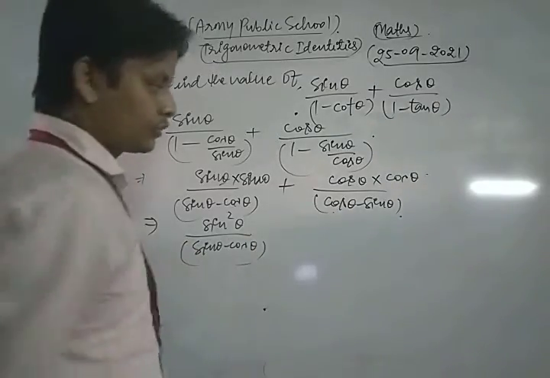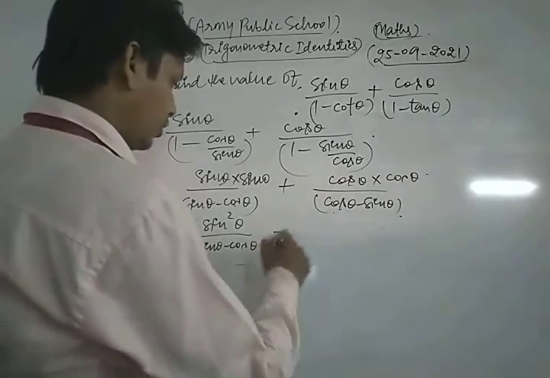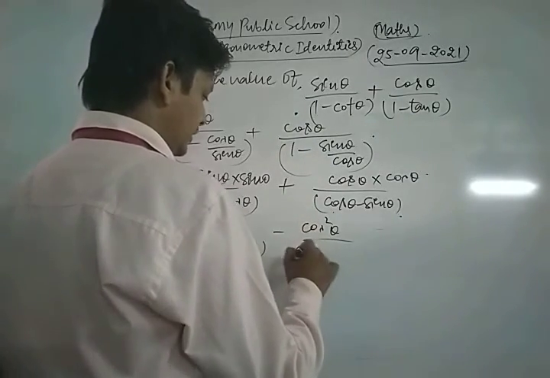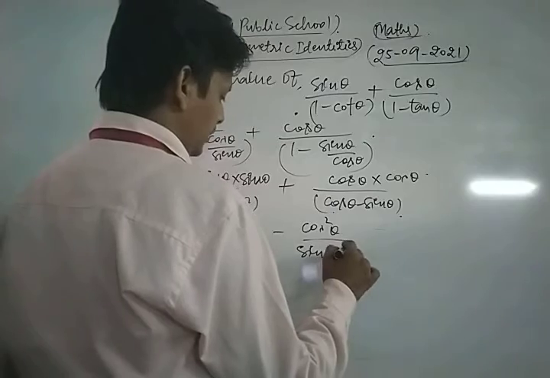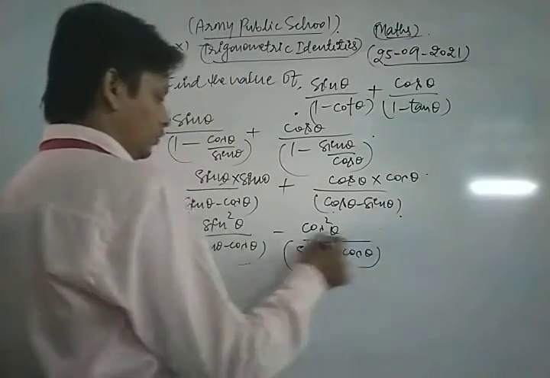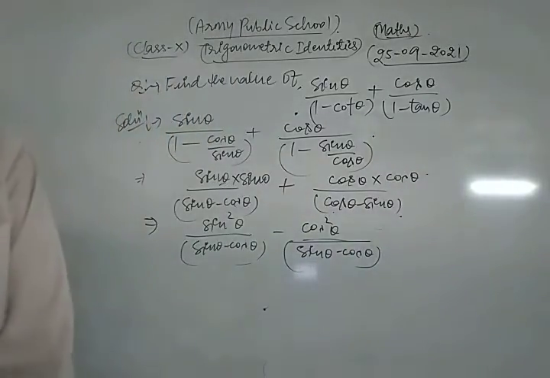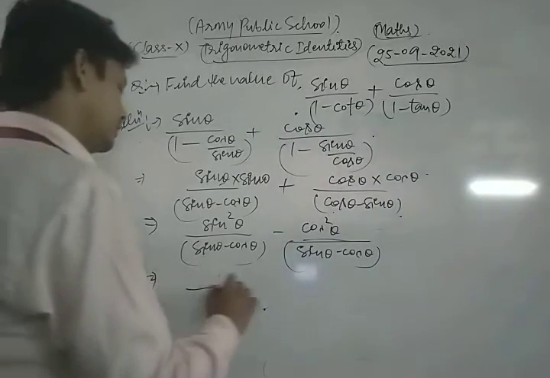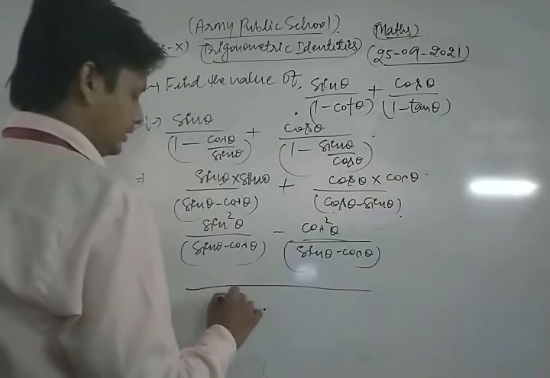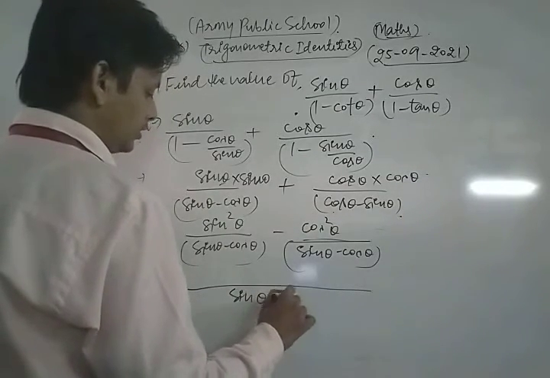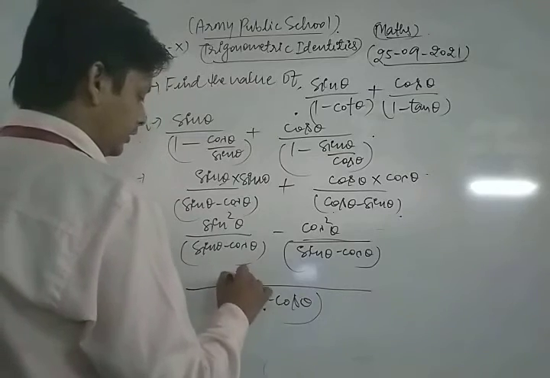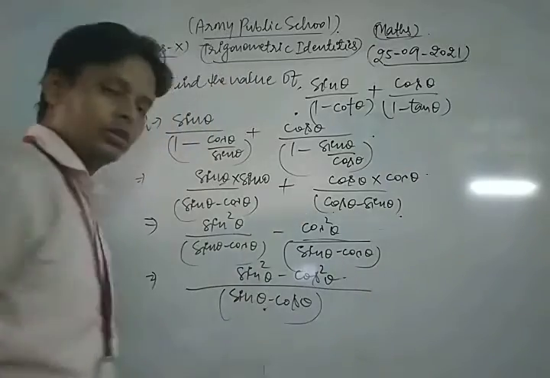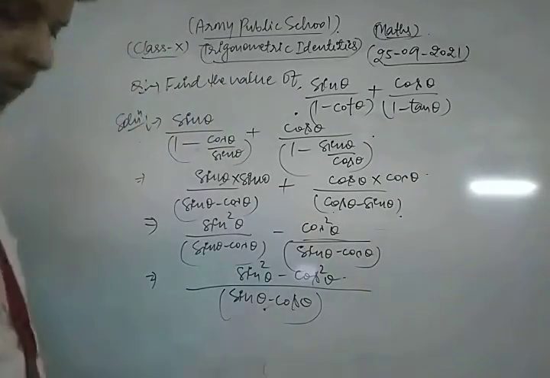Now if we take minus as common, so we get what? This is cos square theta upon sin theta minus cos theta. Okay, now the denominator is the same, so we take the LCM as what? We take the LCM of the denominators as sin theta minus cos theta. Now in the numerator we get sin square theta minus cos square theta.